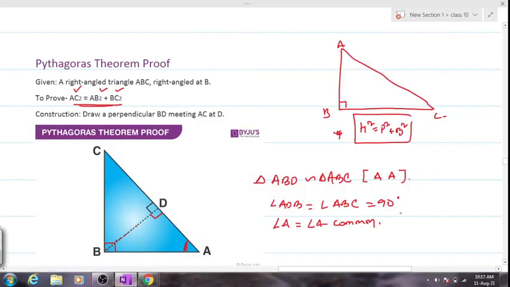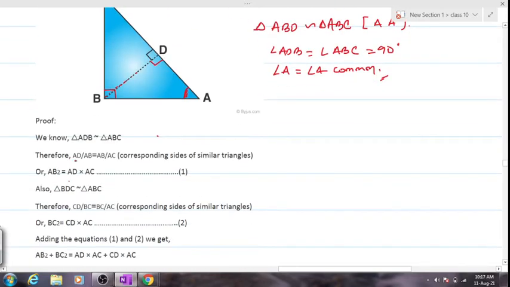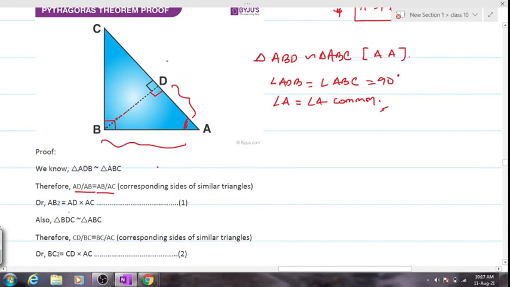Chalo then. If this is common to each other, can we write this? AD by AB is equals to AB by AC. Can I write corresponding sides of similar triangle? Yes or no? Once we cross multiply, we will be getting AB square is equals to AD into AC. This is equation 1. Is it clear?